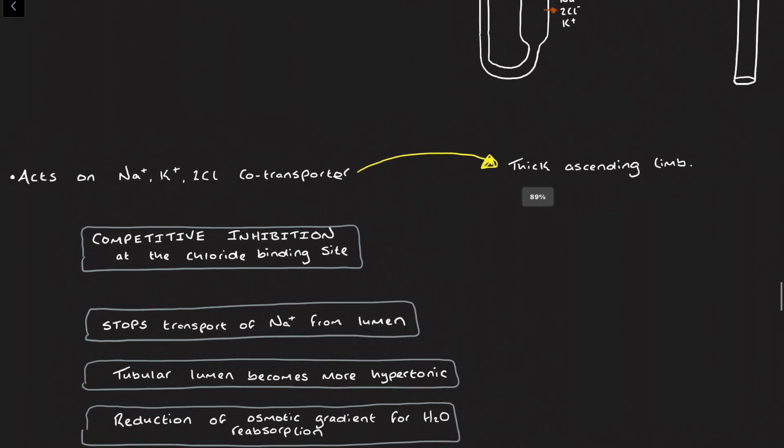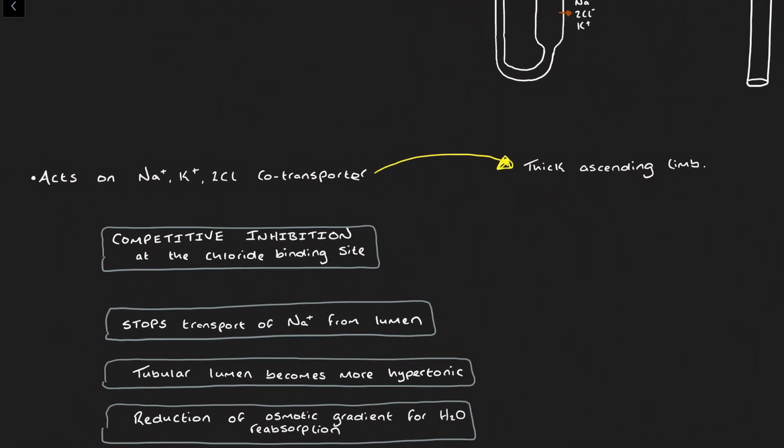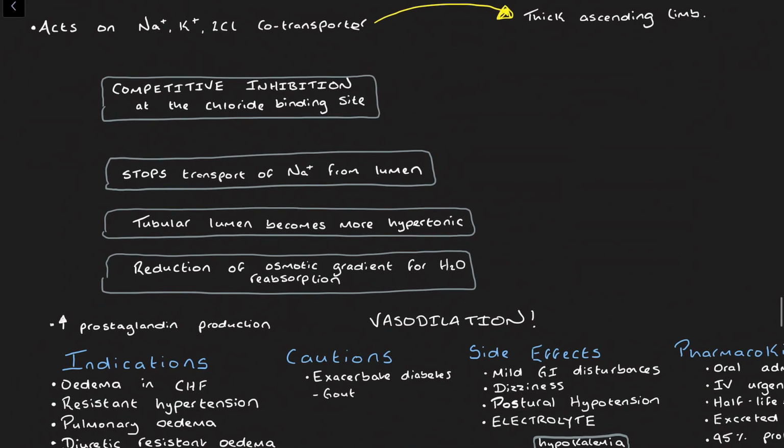There is competitive inhibition at the chloride binding site of the cotransporter, which stops transport of sodium from the lumen into the interstitium itself. This causes the lumen to become more hypertonic, whilst the interstitium becomes much less hypertonic. This therefore reduces the osmotic gradient for water reabsorption throughout the nephron.